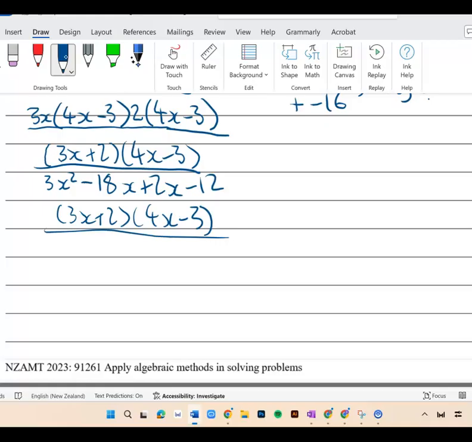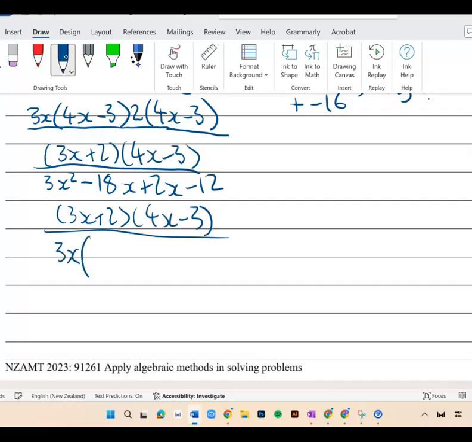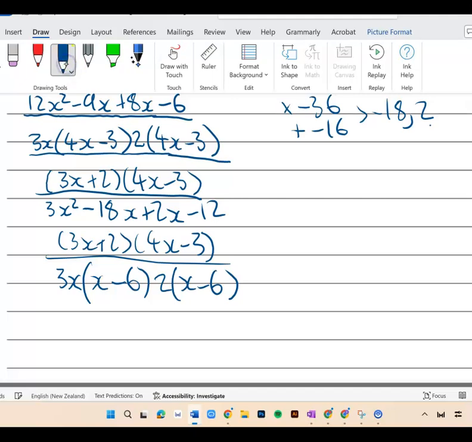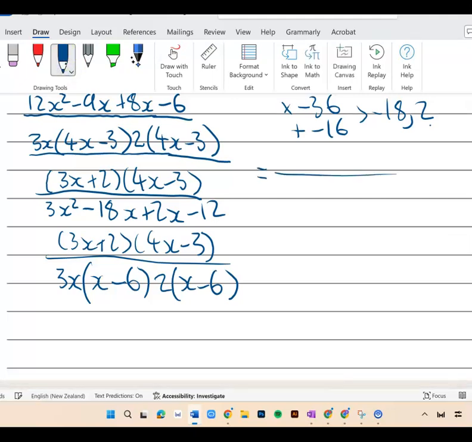We'll factorize the left side first, so we can take out 3x as a common factor. That will just become x minus 6. From the left side, we can factor out 2. So that'll be x minus 6, and then that will go over here now. So that whole thing becomes 3x plus 2, 4x minus 3.